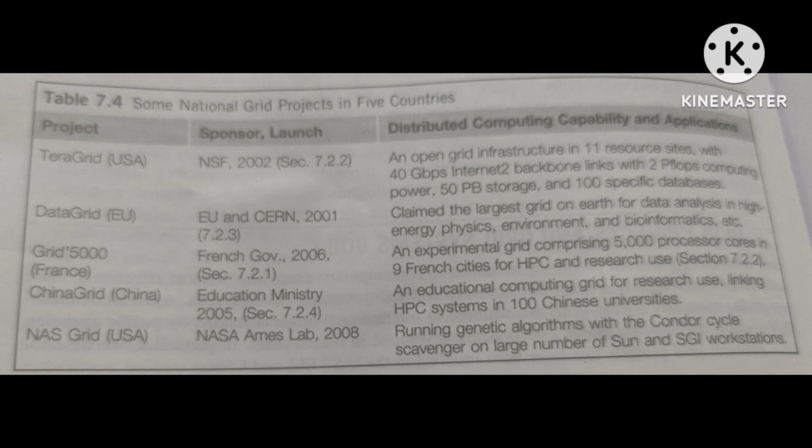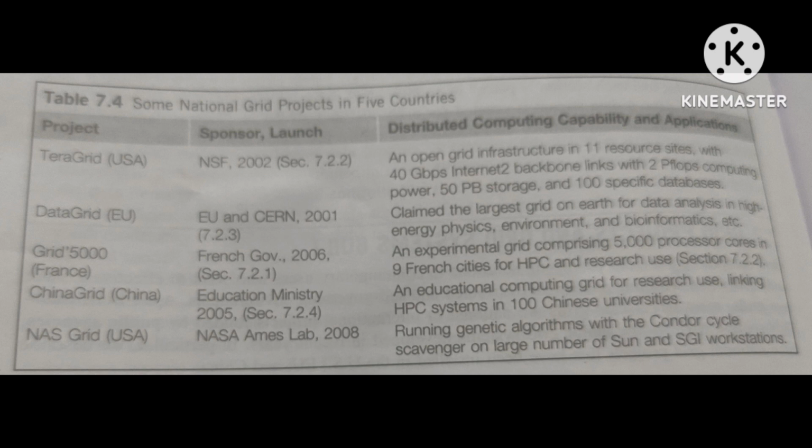Here in the first column we can see the project name. Later, who has sponsored that one and in which year it was launched. And in the third column, what is the capacity of that grid? So first one, TeraGrid. It belongs to the USA and it is sponsored by NSF and launched in the year 2002.